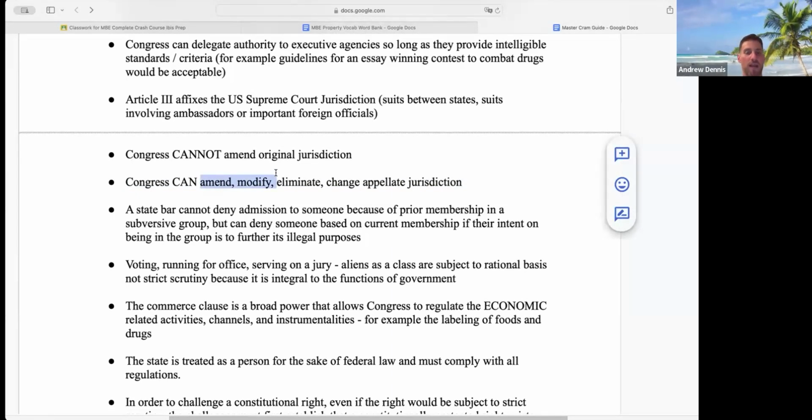A state bar cannot deny admission to someone because of prior membership in a subversive group, but they can deny someone based on current membership if their intent in being in the group is to further its illegal purposes.